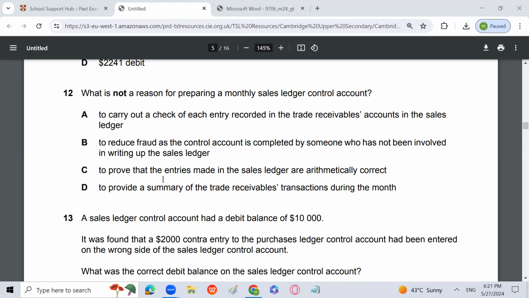C is the answer, because we know that with an error of commission and an error of principle, or if we have gone for the same amount, we cannot find the error. So C is the answer. To provide a summary of trade receivable transactions during the month. That is true, because in the sale ledger control account, you record all the transactions relating to all the trade receivables. It is a total trade receivable account. So C is the answer, because arithmetically correct is not necessary.